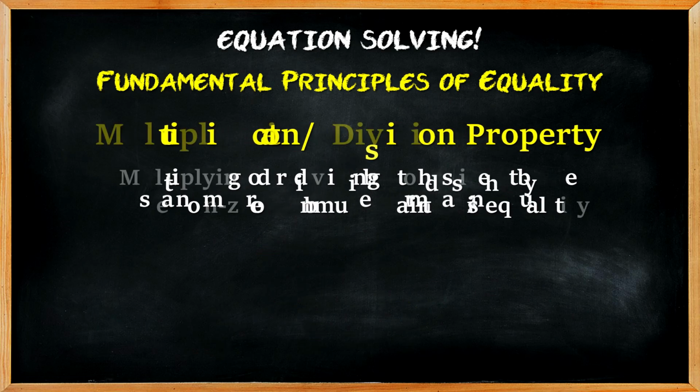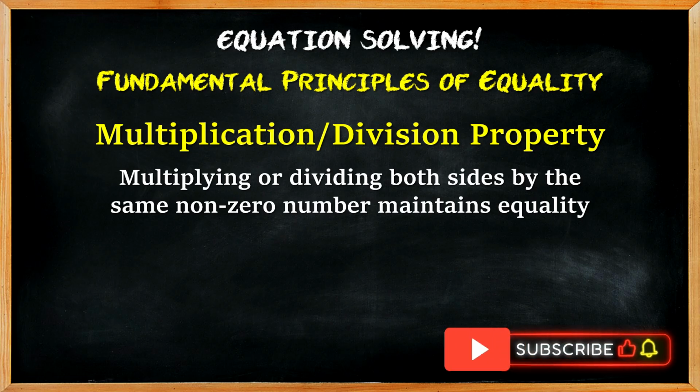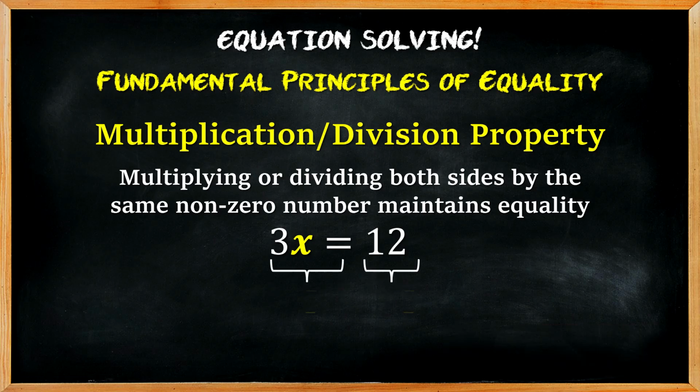The second fundamental principle is the multiplication and division property of equality. This states that multiplying or dividing both sides by the same non-zero number maintains the equality. Here we have 3x equals 12. To isolate x, we need to divide both sides by 3.